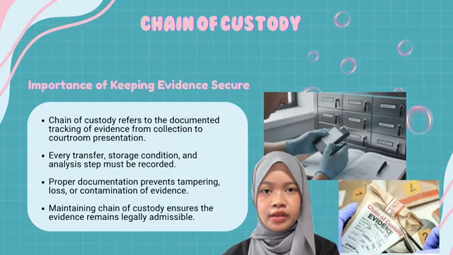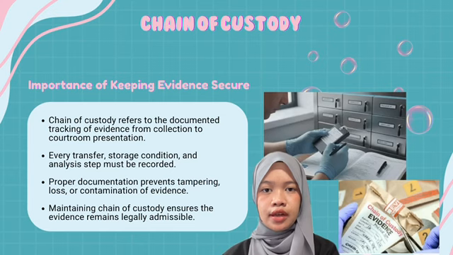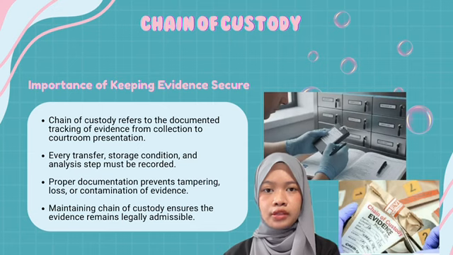Chain of custody refers to the documented tracking of evidence from the moment it is collected until it is presented in court. It ensures that every step, including transfer, storage, conditions, and any analysis, is properly recorded. This documentation is very important because it prevents evidence from being tampered with, lost, or contaminated. Overall, maintaining a proper chain of custody ensures that the evidence remains reliable and legally admissible in court.